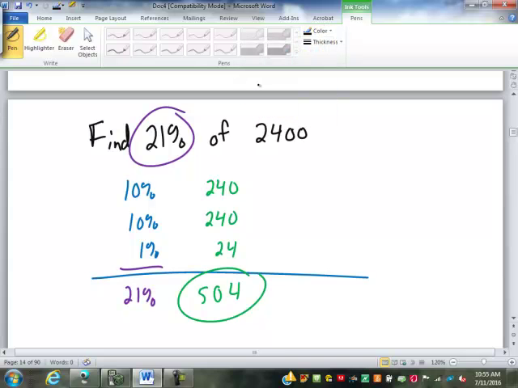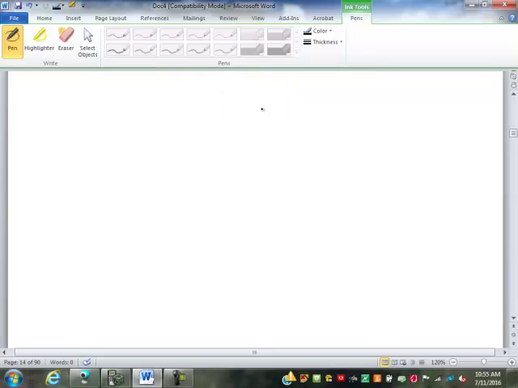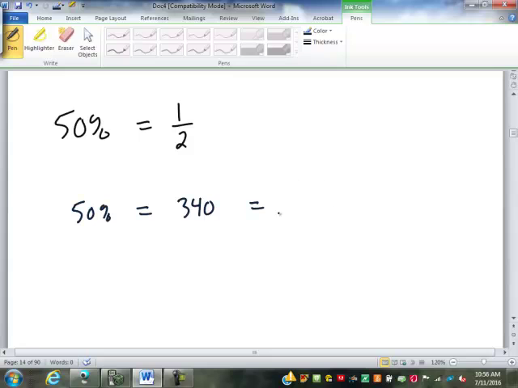Now there are other benchmarks out there. I use the 10% and the 1% here because they're really simple. When I'm actually calculating, I do use other benchmarks. Like 50%, of course, as a fraction would be 50 out of 100, or 1/2. Certain numbers are fairly easy to find 1/2 of. If I wanted to find 50% of 340, what's that going to be? Well, half of 340 is 170.